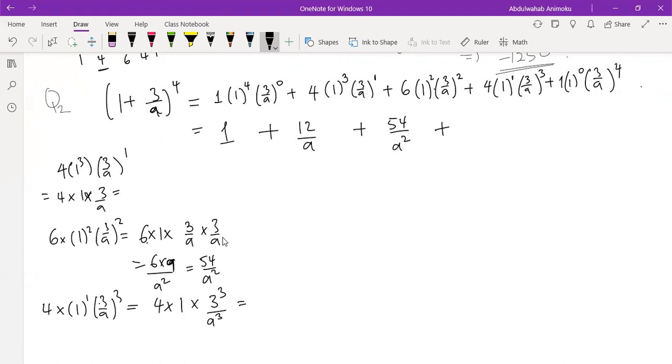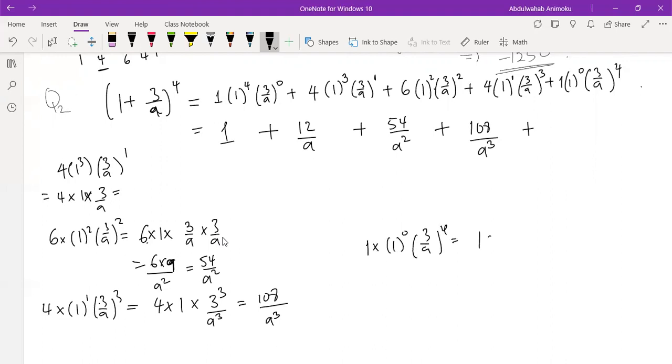Don't forget that 3 raised to power 3 is 27. So 27 times 4 is 108 all over a cube. So this would be 108 over a cube. And finally, we have 1 times 1 raised to power 0, 3 over a raised to power 4.